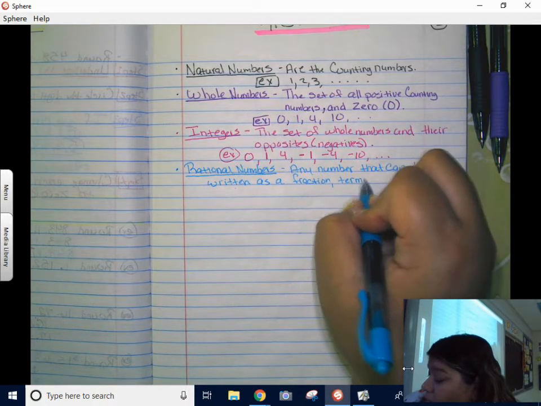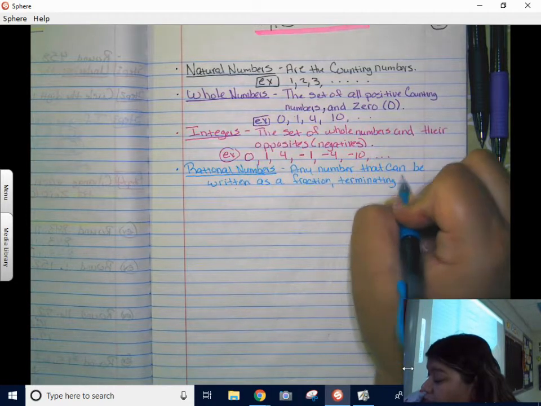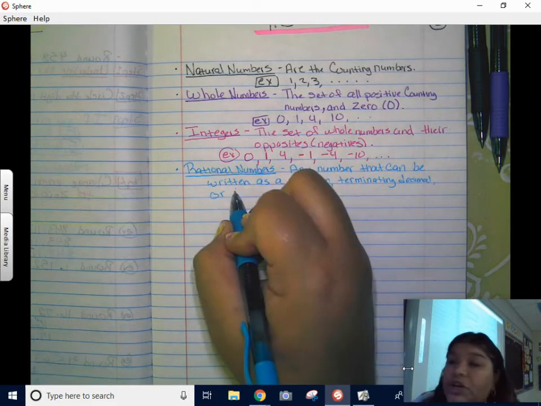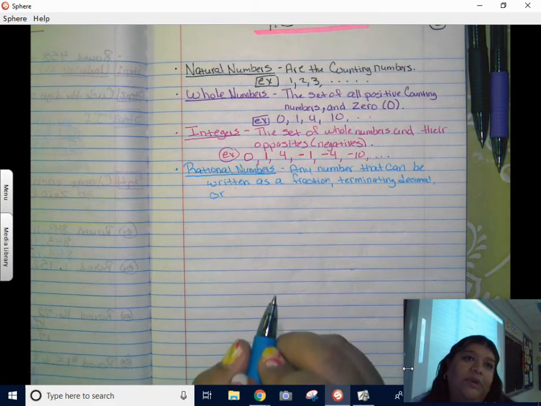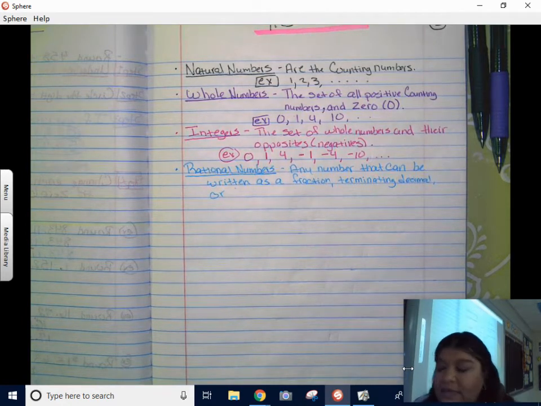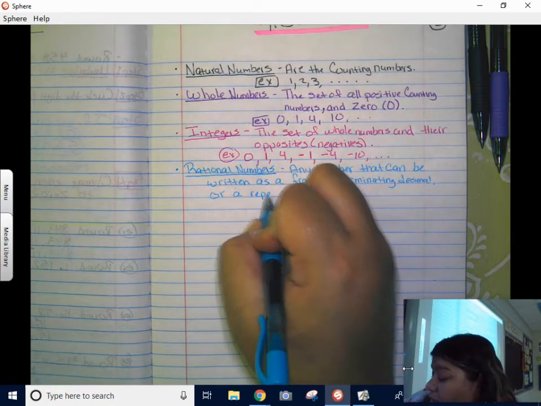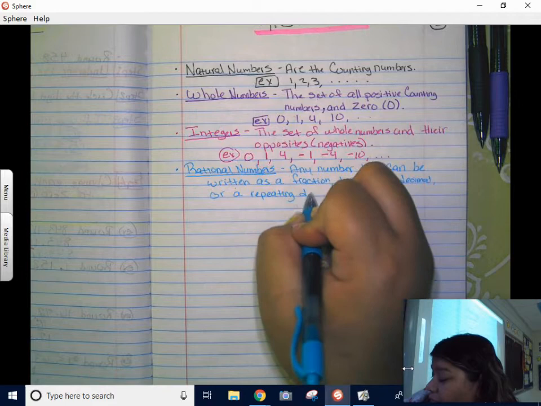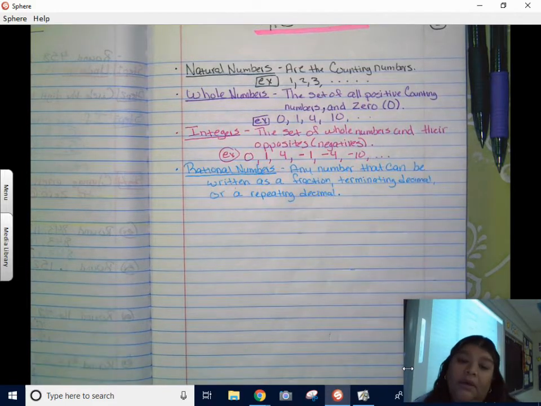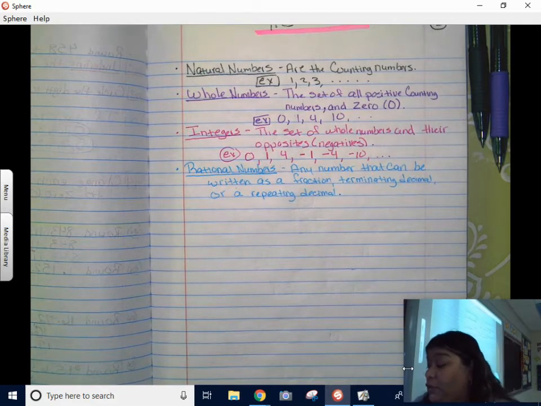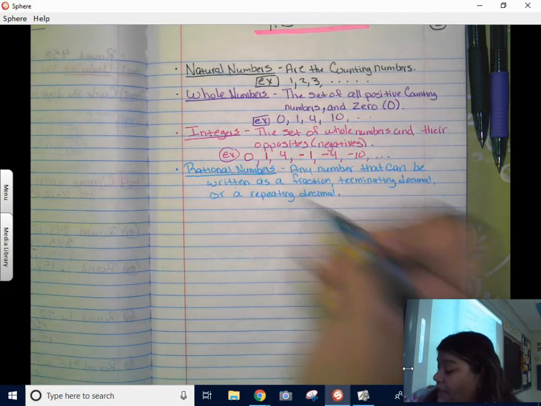Terminating decimal. Or, and terminating means it stops. So a terminating decimal would be 0.5 or 0.25. Okay, things that actually stop when you're dividing. Or a repeating decimal. Repeating decimal means just that, it goes on forever, but there's a pattern to it. The most popular repeating decimal, 0.33333, goes on forever. No matter how much you divide, it's going to be 3. Okay, so those are your rational numbers.